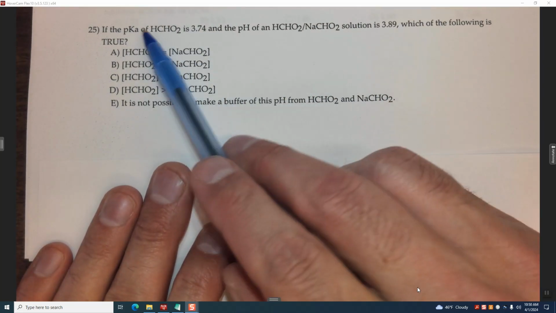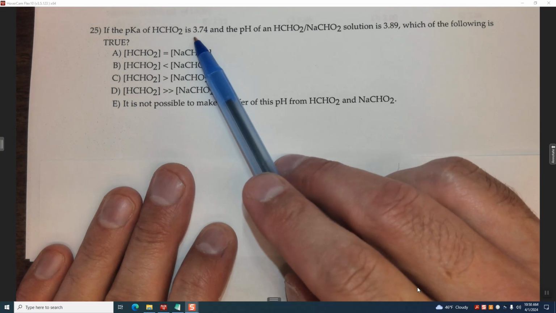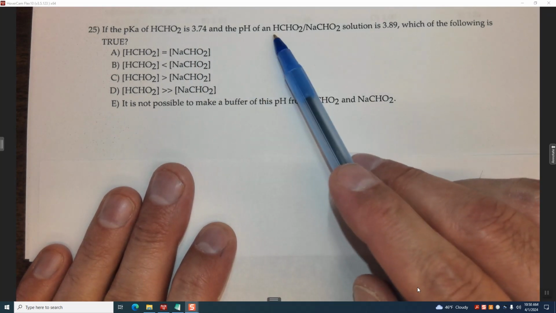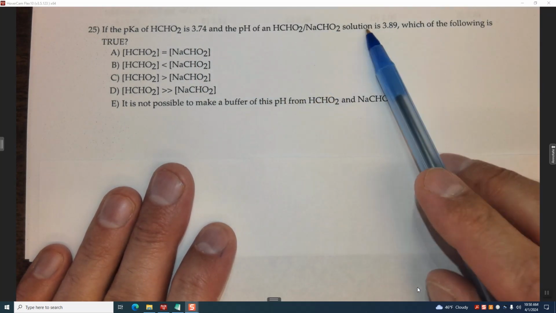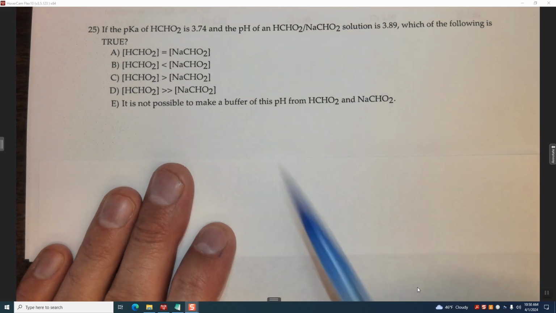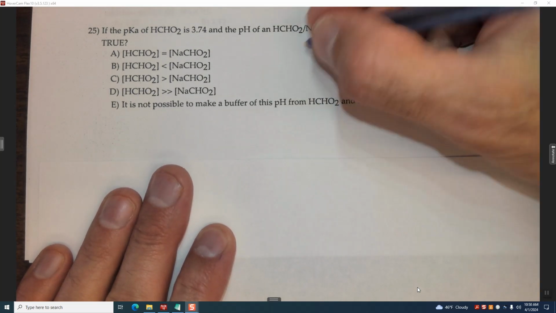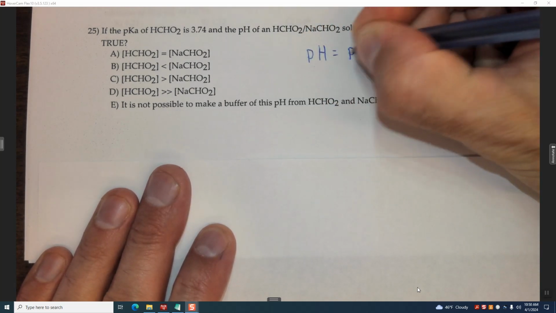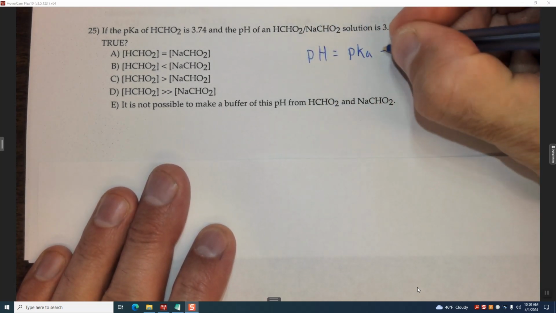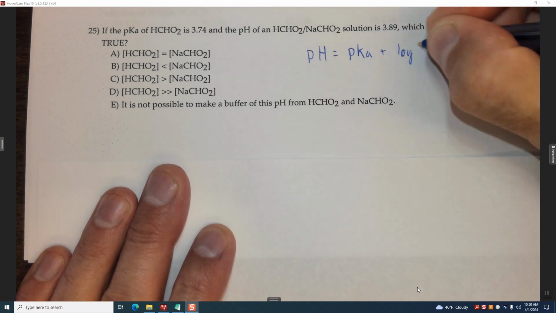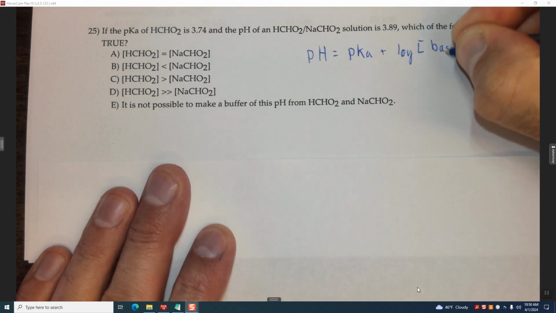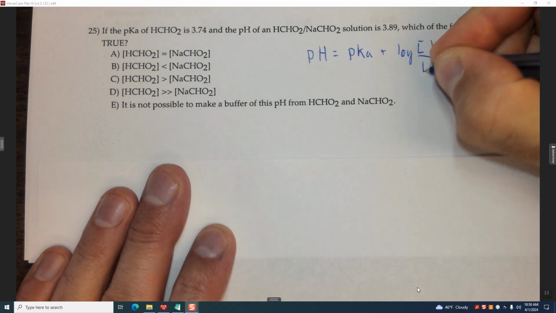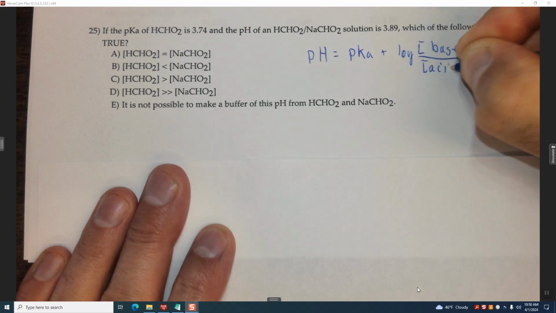All right, it says the pKa of formic acid is 3.74 and the pH of a formic acid sodium formate solution is 3.89. Which of the following is true? Well, don't forget your Henderson-Hasselbalch equation. pH equals pKa plus log concentration base over concentration acid.